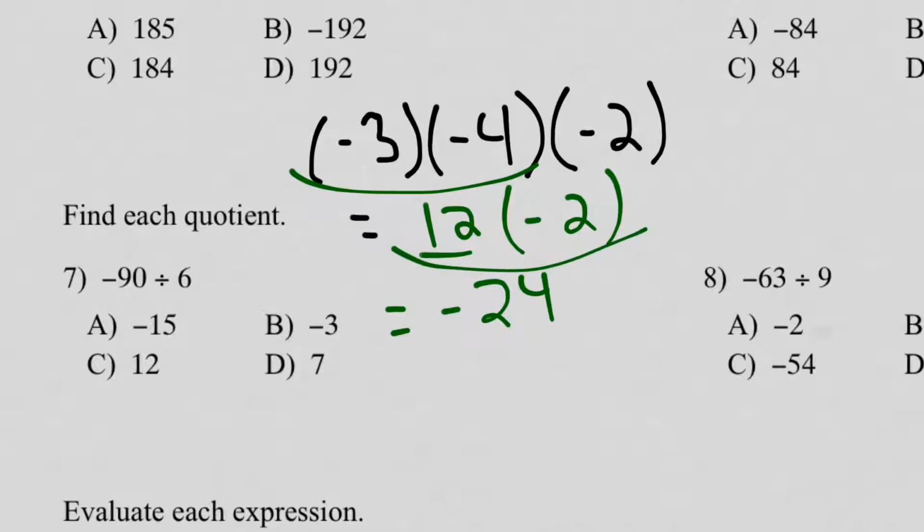And again, what did we do? Combine 2 numbers into 1. That's how order of operations works. The result, minus 24.